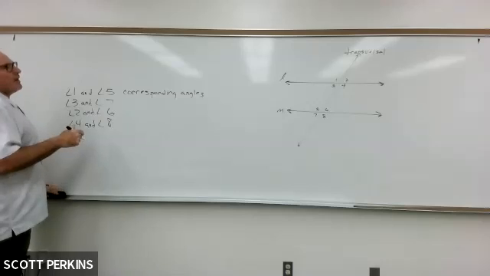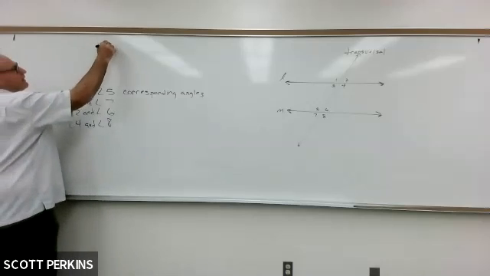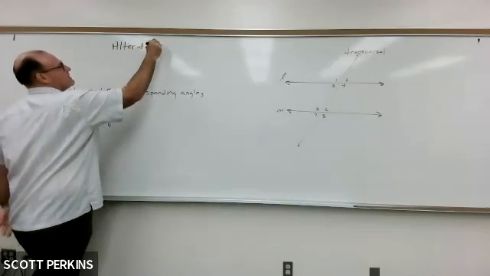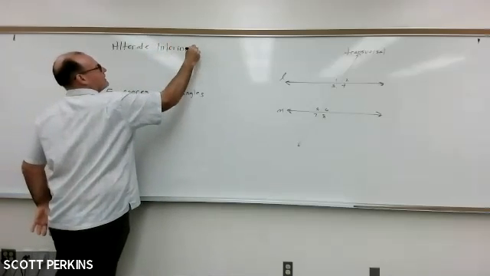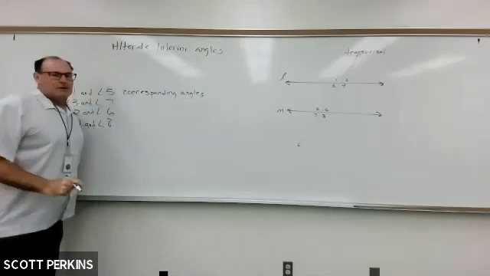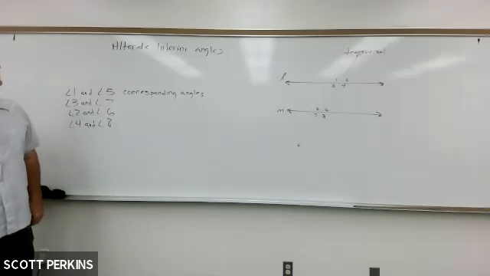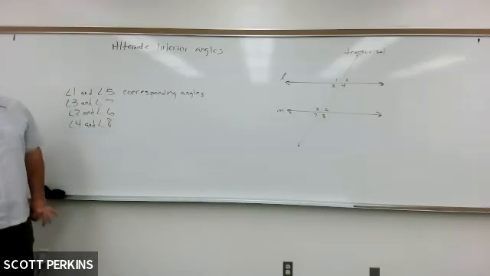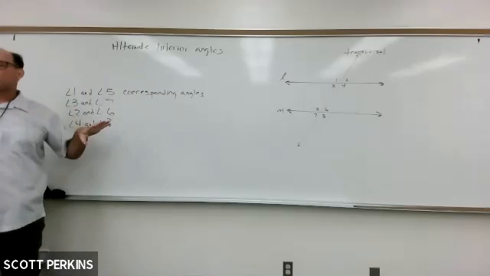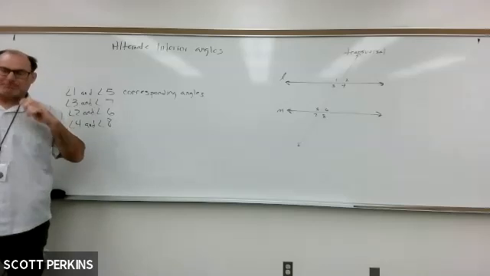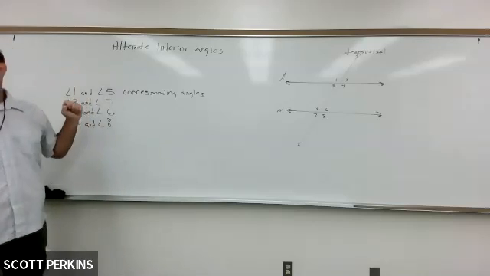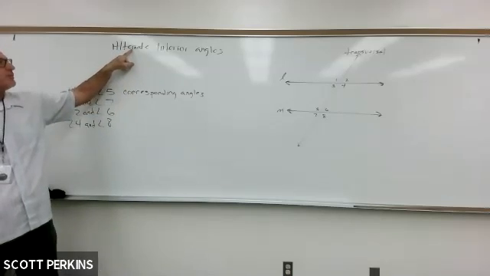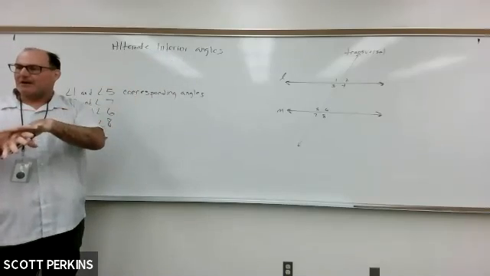Okay, the next type of angle is called alternate interior angles. So alternate interior angles, remember math people don't label things in a creative way. Math people are very descriptive. So just follow along with the words. Alternate means it alternates sides of the transversal. Interior means it's on the inside of the parallel lines.